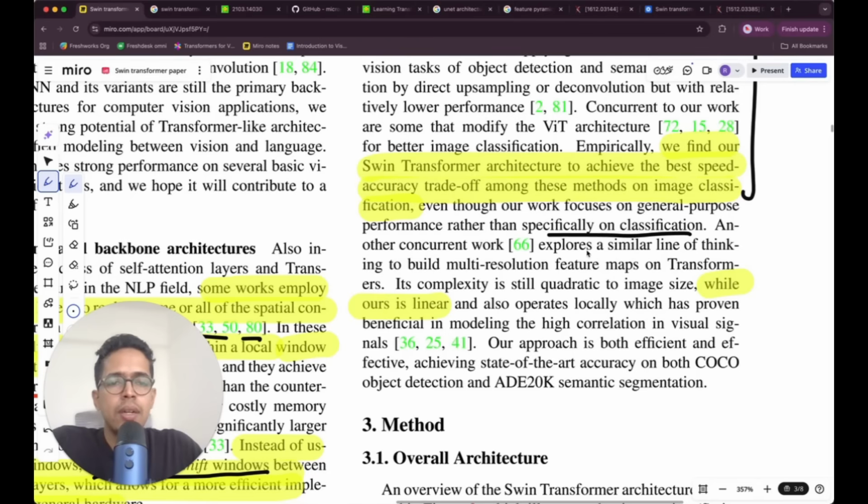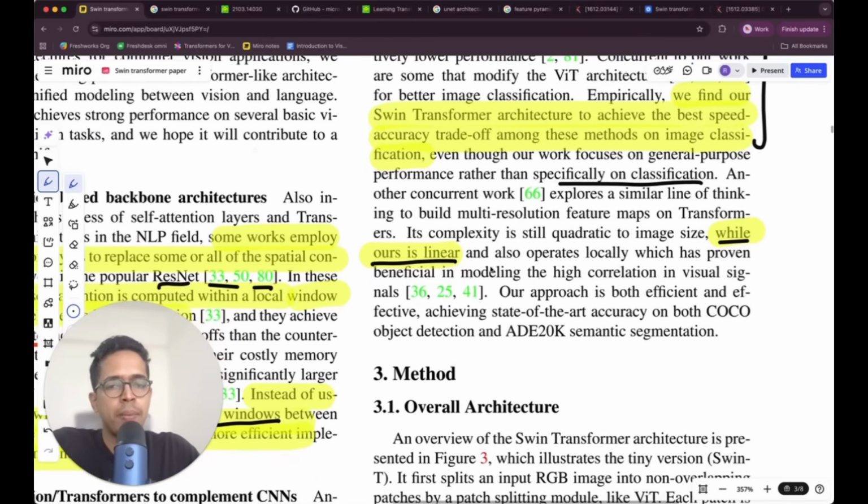Another concurrent work explores a similar line of thinking to build multi-resolution feature maps on transformers. Its complexity is still quadratic to image size, while ours is linear. So that is another value proposition of the Swin paper, and it also operates locally, which has proven beneficial in modeling high correlation in visual signals. I don't fully understand this sentence. It's a broad sentence, but I'm sure it's explained very well in these papers.